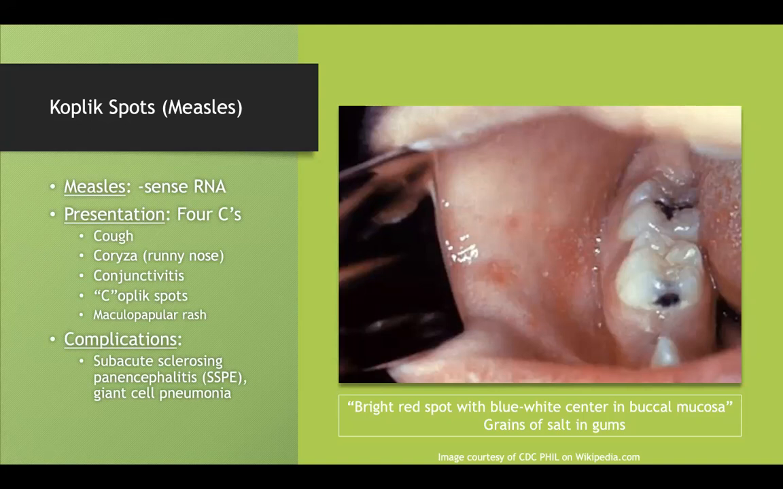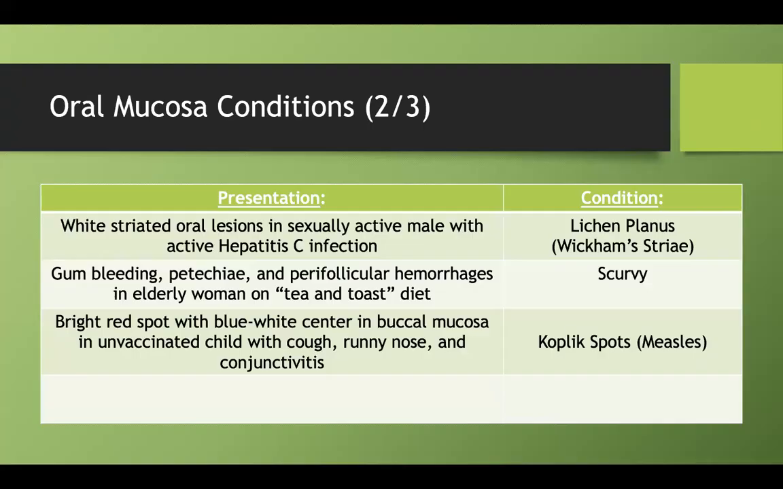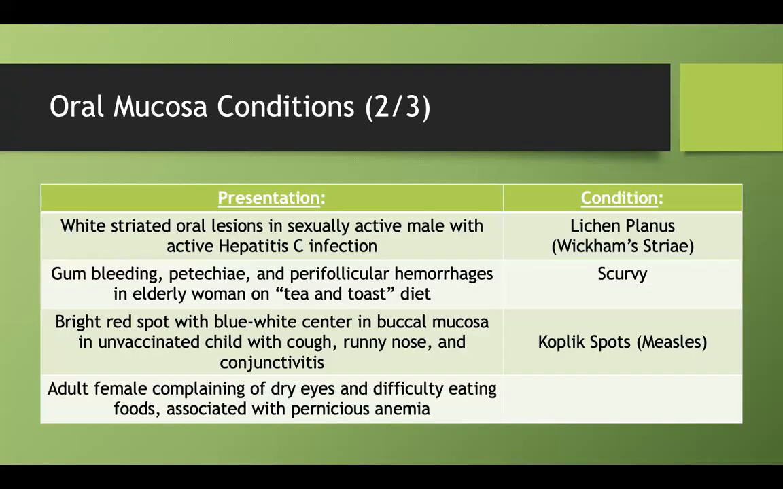And treatment is really important. They love to test how you treat this, and you treat it mostly supportively, but you give vitamin A, which has actually been shown to be an effective treatment for measles. Okay, moving on to what if you saw an adult female complaining of dry eyes and difficulty eating foods? This condition's associated with pernicious anemia. We also saw it earlier associated with dental infections and cavities. And you probably got it, Sjogren's syndrome.